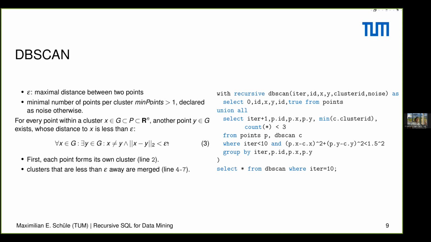And then we have to look, for every cluster, whether there's another point whose distance is less than this epsilon away. And we can do this with a recursive table. First, every point forms its own cluster, and then all the points that are less than epsilon away get merged. Here epsilon is 1.5. And as cluster ID, we just use the ID of the first point.